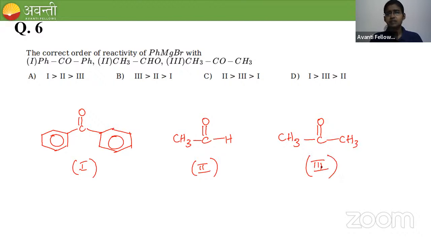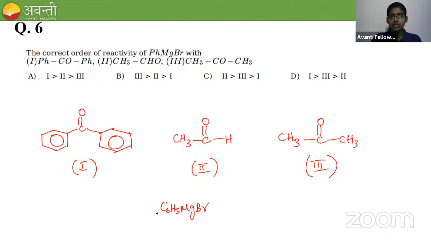So all these three reactants are going to react with the phenyl magnesium bromide. The phenyl magnesium bromide is the Grignard reagent. And which is more reactive towards the Grignard reagent? They are asking. So what could be the correct answer for this question? And which concept you have to use here? Aldehydes are more reactive than ketones. So that concept you have to use now.